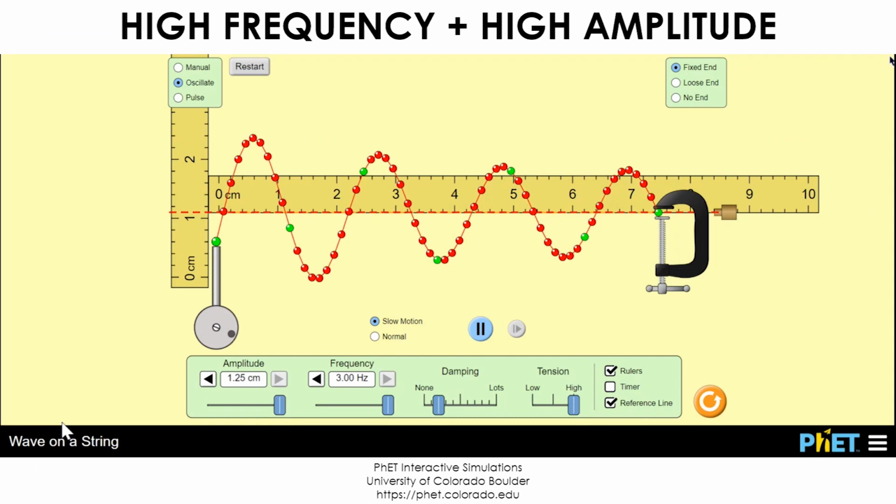In this video, you'll see a high frequency and high amplitude wave. As you watch, I want you to pay close attention to the wavelength. What happens as we increase the frequency and the amplitude of the waves?